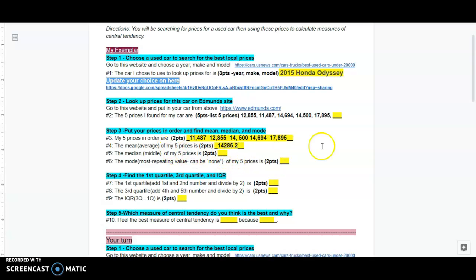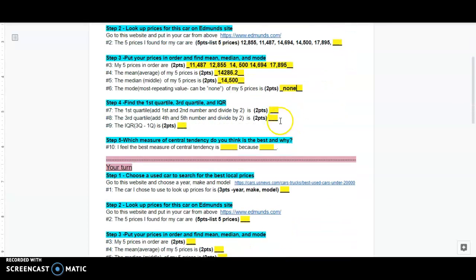The median is the middle price. Well, if I have them in order, I can see that my middle price is going to be 14,500. And that's the number that's in the middle. Is there anything repeating? No, not. And probably there's not going to be anything repeating for yours, I'm thinking.